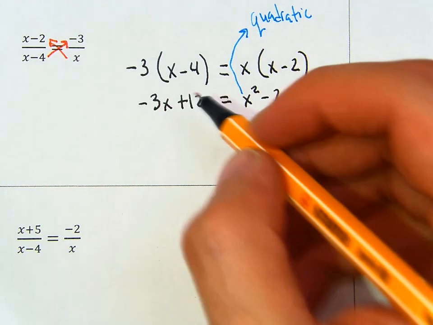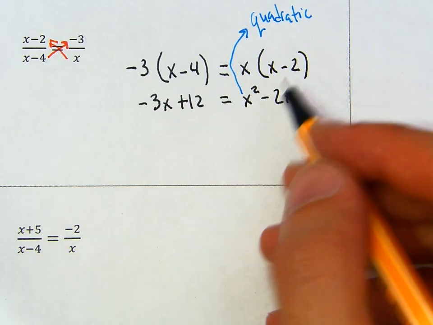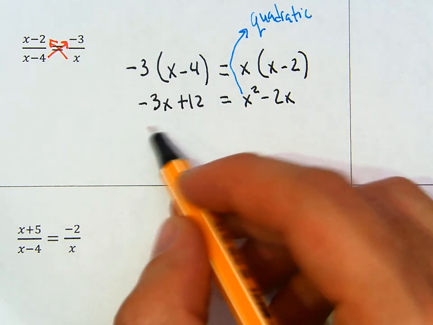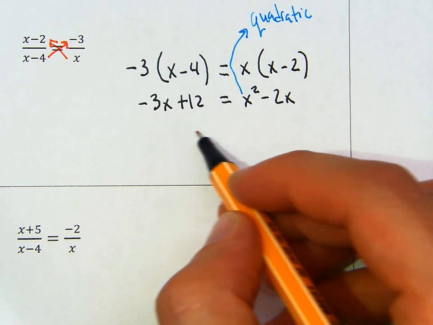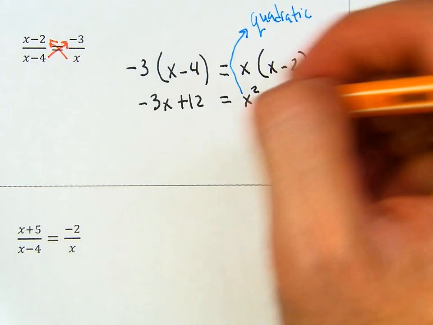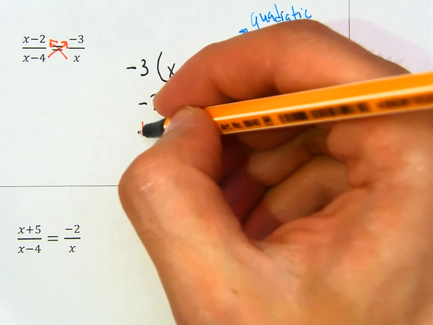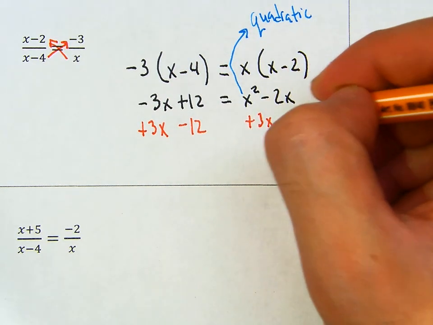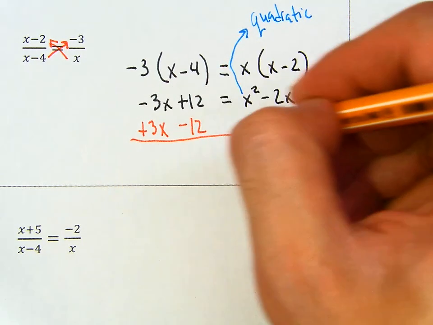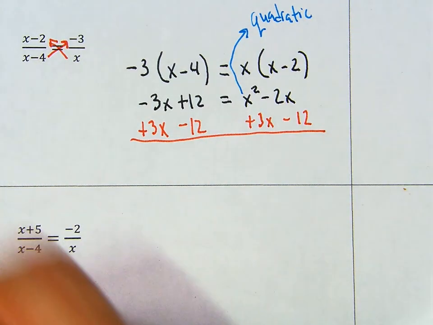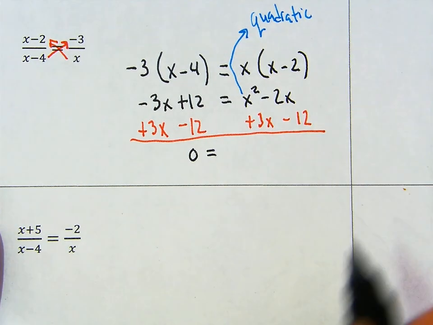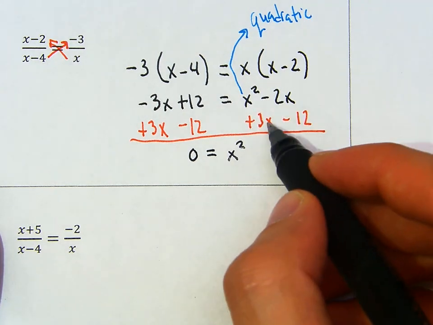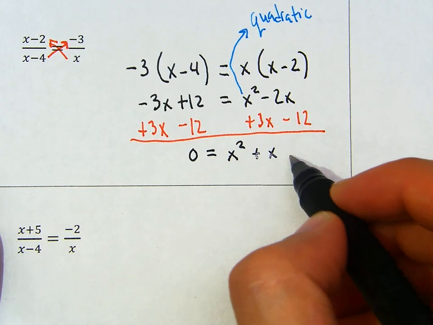But the idea is, because this x squared is positive, if I were to subtract x squared on this side, we don't want negative x squared. So what we're going to do is we're going to move everything to the right side. So how do I get 0 on this side? We're going to do plus 3x minus 12 plus 3x minus 12. Okay? And then what happens here? Notice that this becomes 0. And then this x squared you can't combine. Negative 2x plus 3x is x. And this is minus 12.